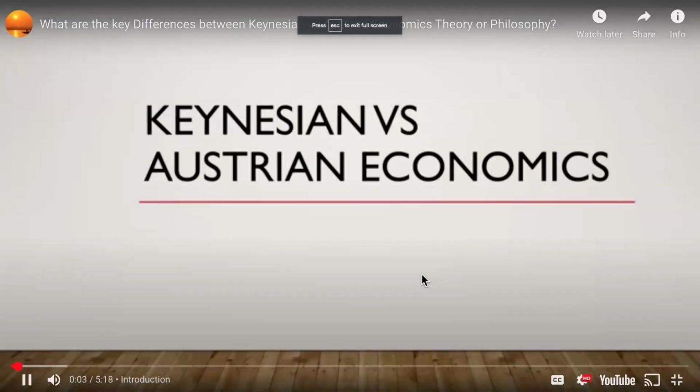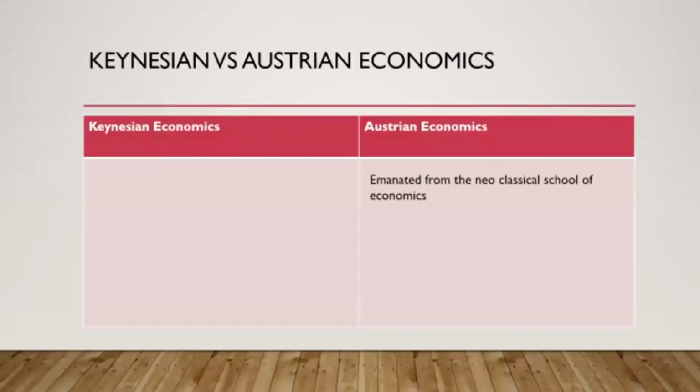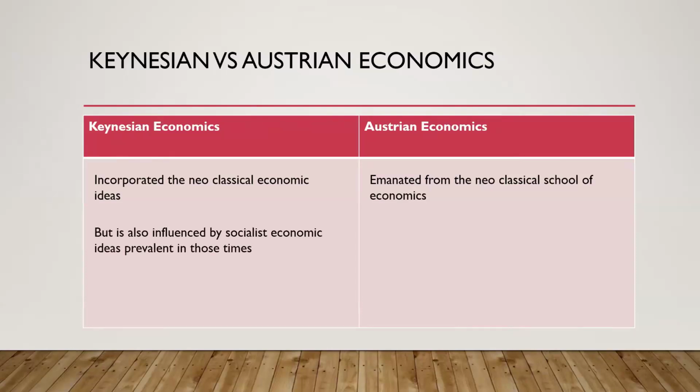Hello, everyone. In this presentation, we are going to discuss the differences between Keynesian and Austrian economics. The Austrian School of Economics emanated from the Neoclassical School of Economics. On the other hand, even though the Keynesian School of Economics does incorporate many elements from neoclassical economics, it is also influenced by the socialist economic ideas prevalent in those times, whose other end of the spectrum was, of course, the Marxist school of thought.